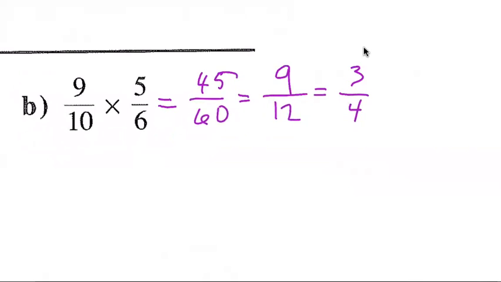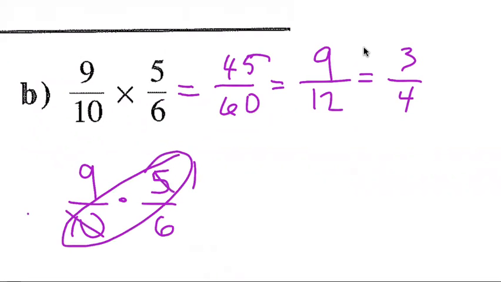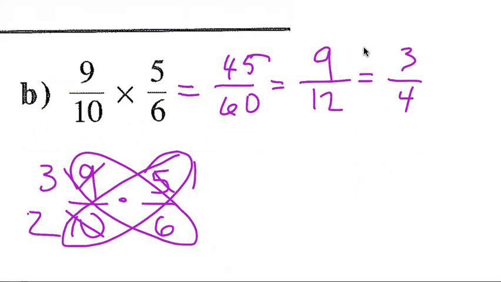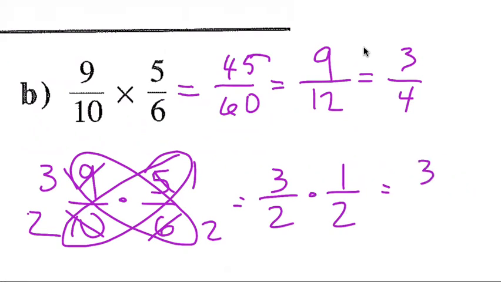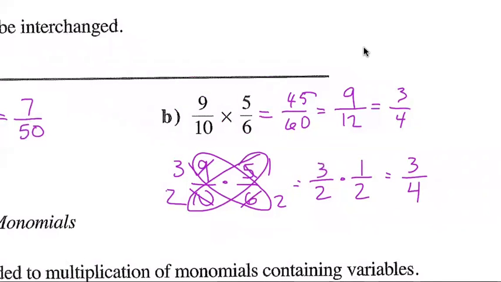Or I can look at this and say, hey, you know what? 9 over 10 times 5 over 6. 5 and 10 reduce to 1 and 2. 9 and 6 reduce to 3 and 2. So really now I have 3 over 2 times 1 over 2, which is 3 over 4. I get to the same place by doing my reduction first. Either or.